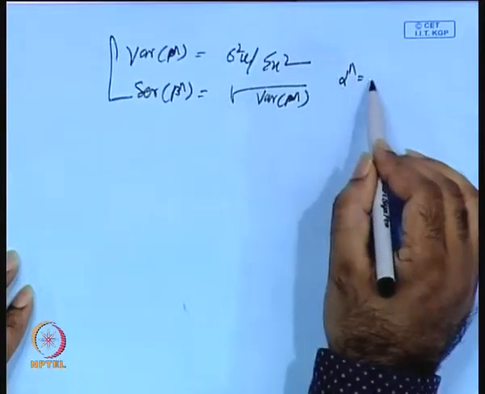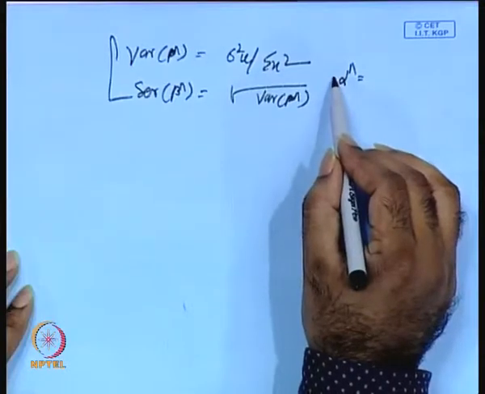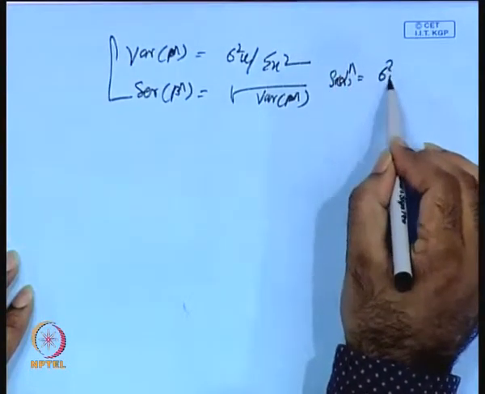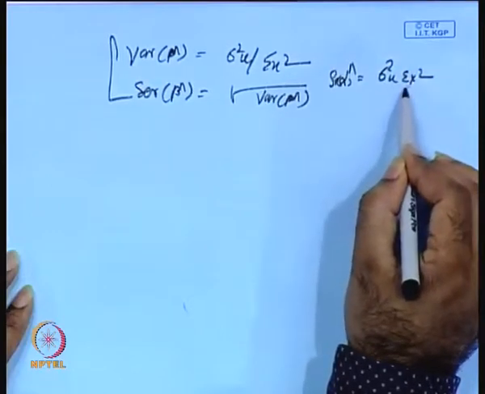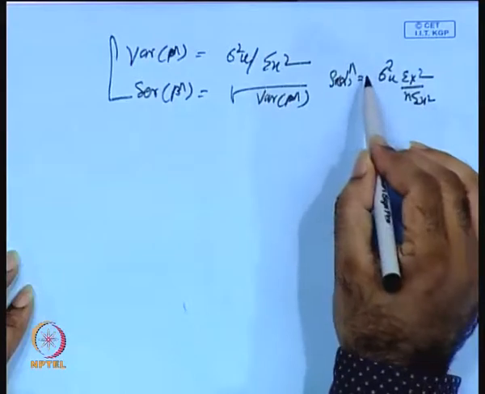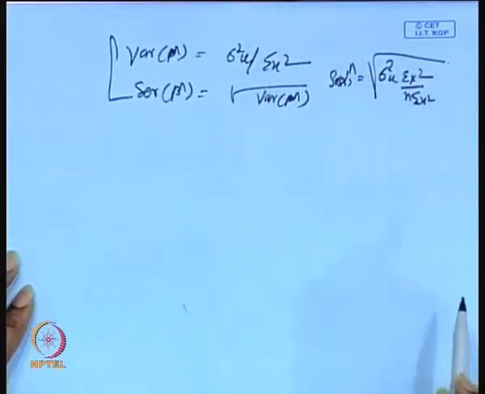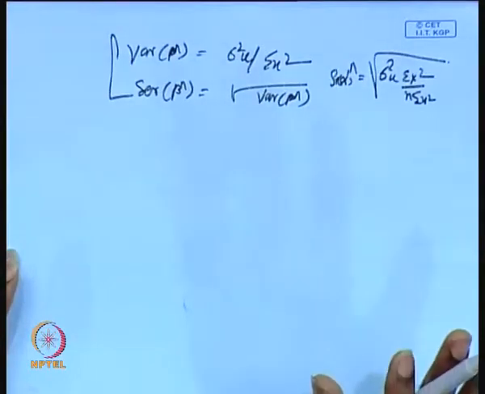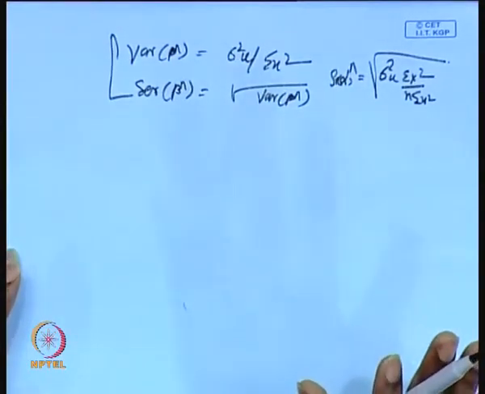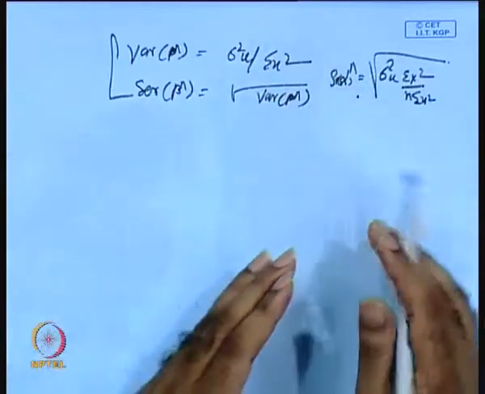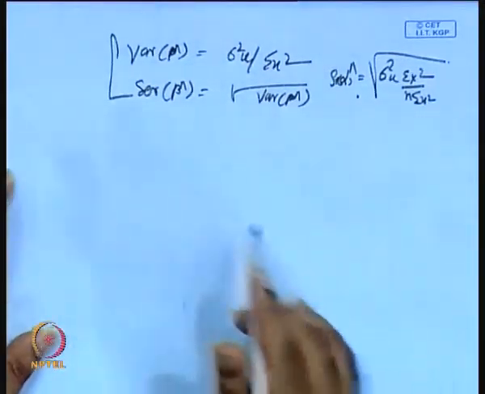You can say that the standard error of alpha hat is nothing but sigma square u summation x square by n summation x squares. So, this is the structure of the standard error of these items. Once you have the variance of alpha hat, you can get the standard error of alpha hat.